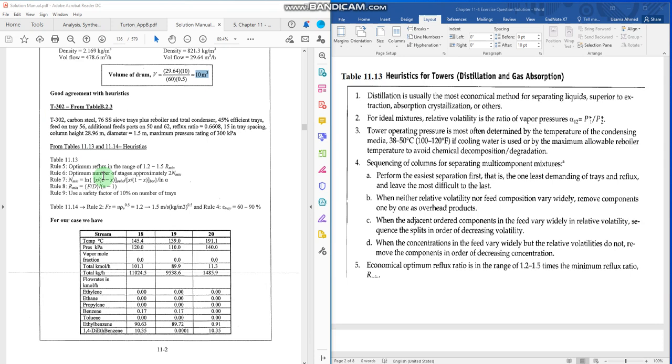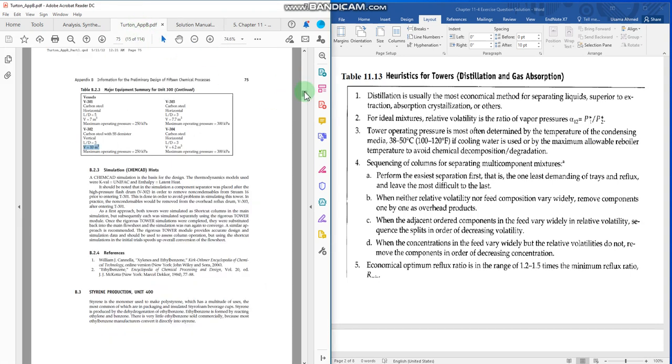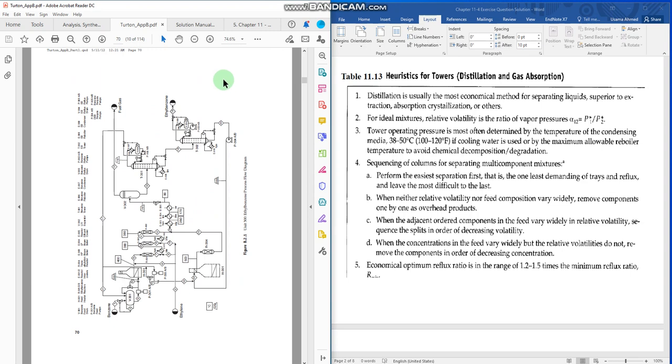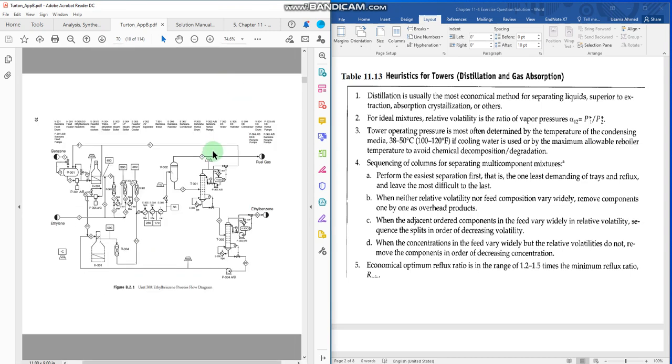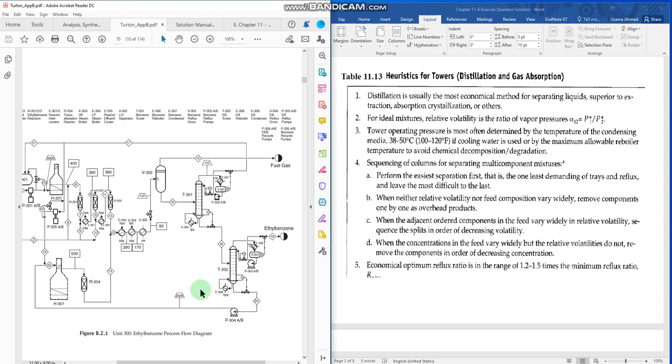Now let us solve the last equipment in our today's example, which is the Tower 302, the distillation column. Okay, so we have to see this column here. We have to calculate the heuristics or the size of this column in terms of reflux ratio, minimum number of trays, and the length or diameter of this distillation column. Okay, so we will use simple heuristics again to estimate what critical information we can actually find out by using the heuristics.